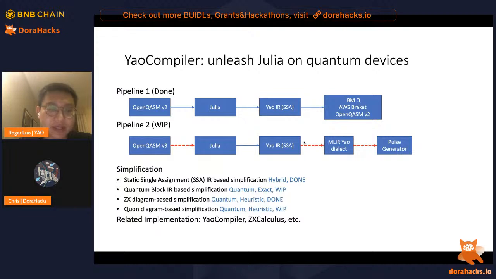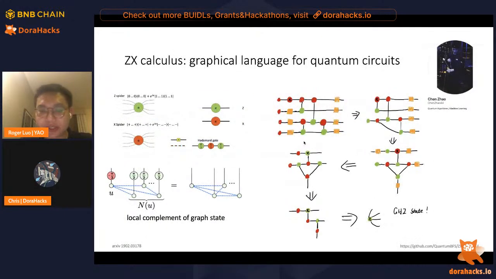So we also implemented compiler optimization inside this compiler, which includes CX-based simplification and single-qubit-based simplification. This is one of the simplification projects called ZX Calculus. ZX Calculus is a graphical language for quantum circuits. It makes certain kinds of algebra, such as Clifford algebra, very simple to evaluate under this diagrammatic representation.